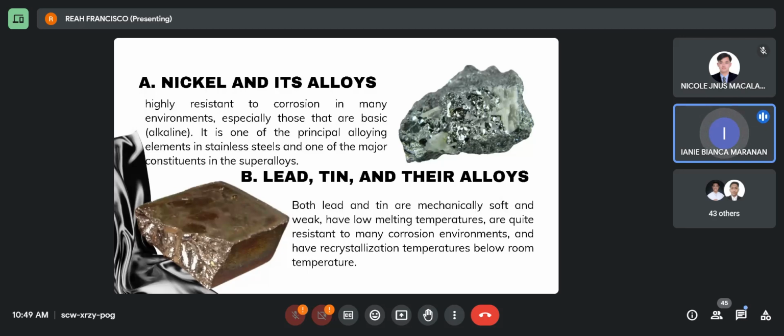Applications for lead and its alloys include X-ray shields and storage batteries, where the primary use of tin is a very thin coating on the side of plain carbon steel cans, or the tin cans that are used na makikita nyo for food containers. This coating inhibits chemical reactions between the steel and the food products.